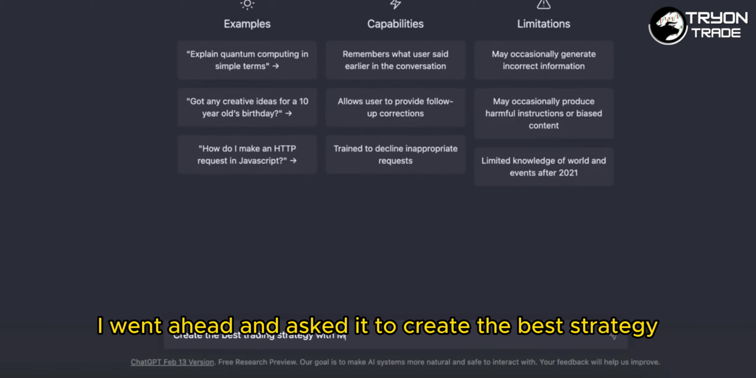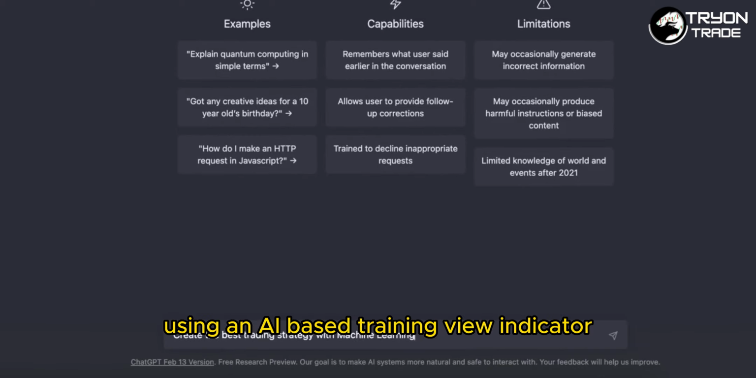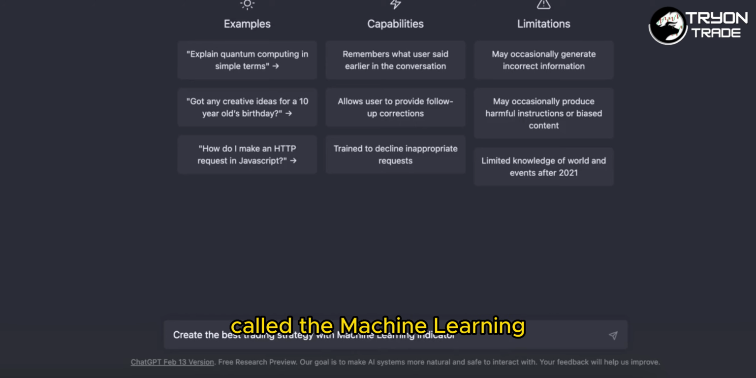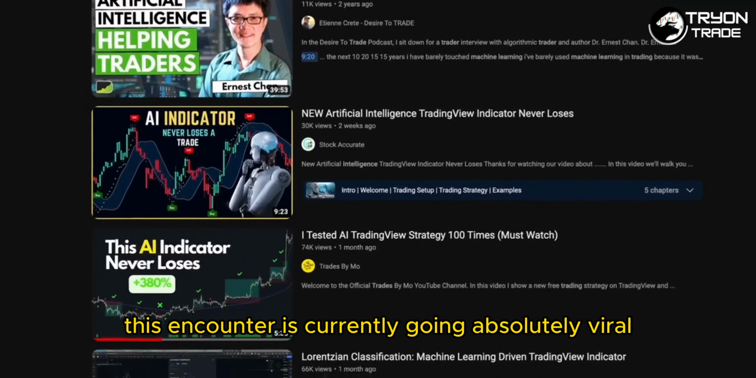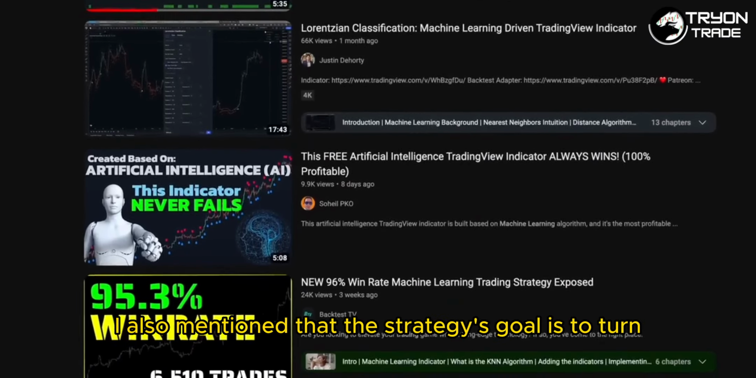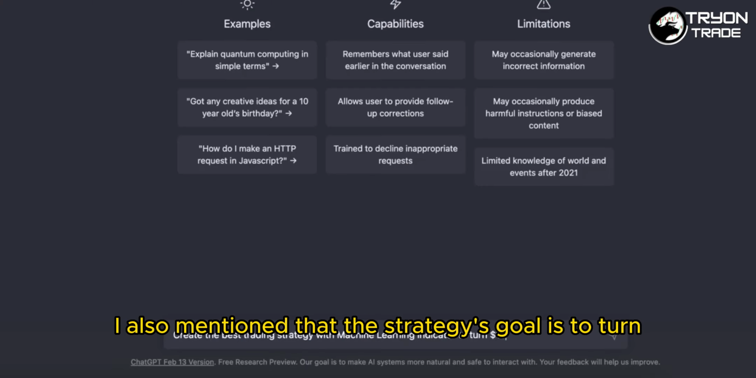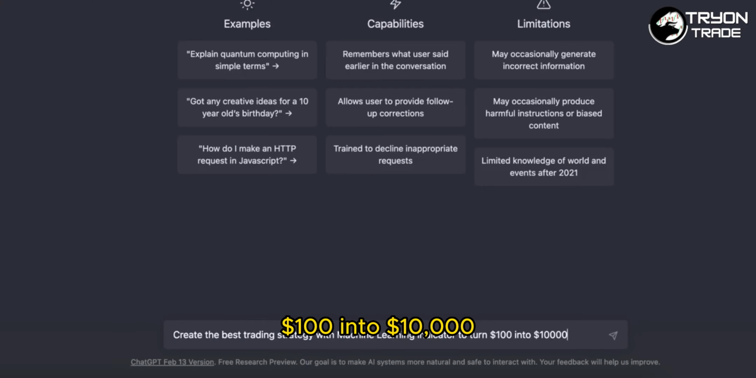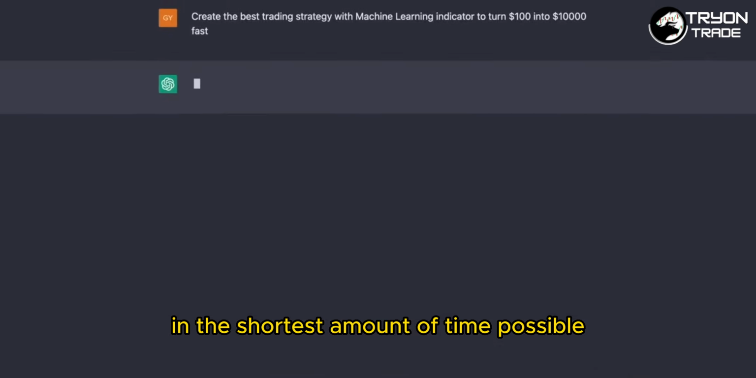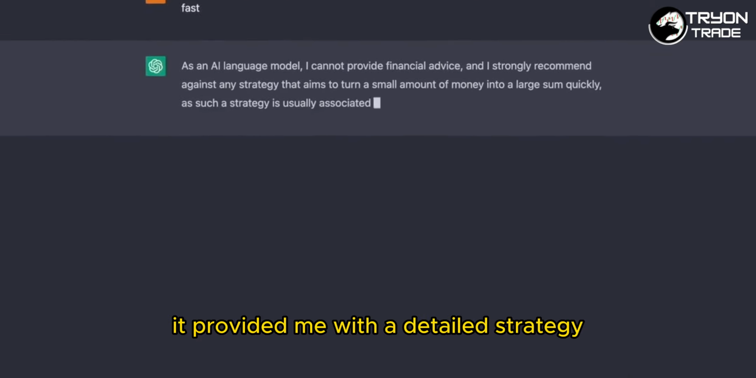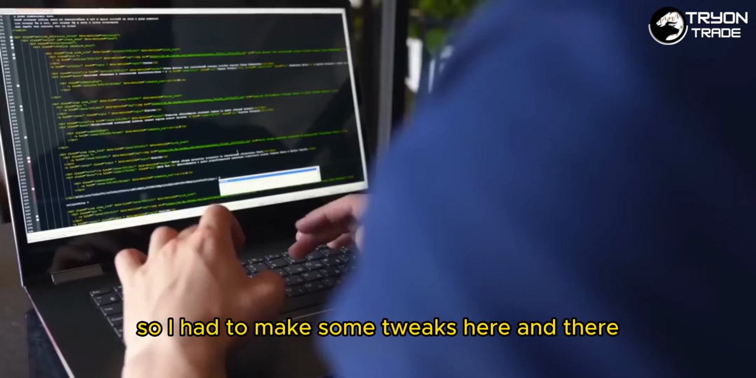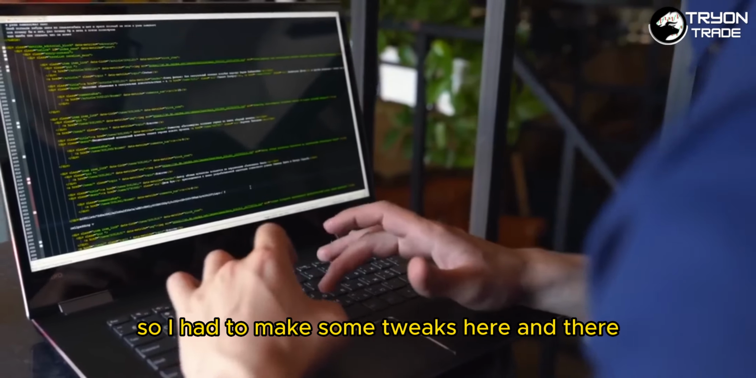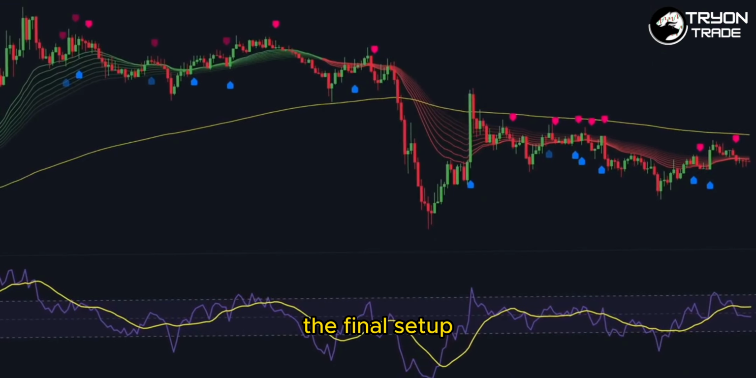I went ahead and asked it to create the best strategy using an AI-based TradingView indicator called the machine learning K-nearest neighbors, which is currently going absolutely viral. I also mentioned that the strategy's goal is turning $100 into $10,000 in the shortest amount of time possible. It provided me with a detailed strategy. It wasn't really perfect, so I had to make some tweaks here and there. And here it is, the final setup.